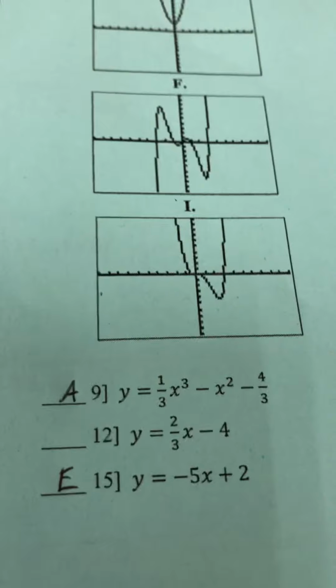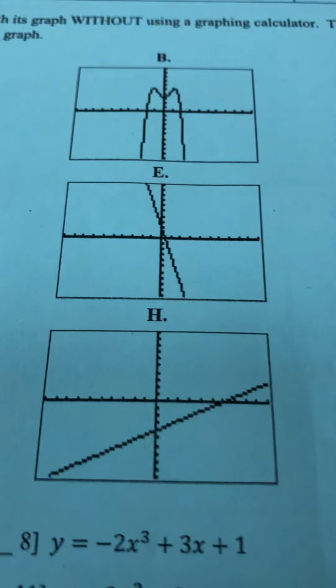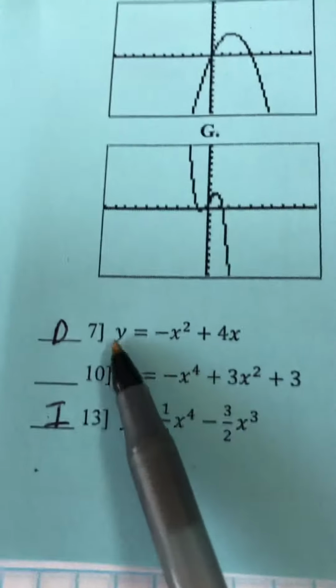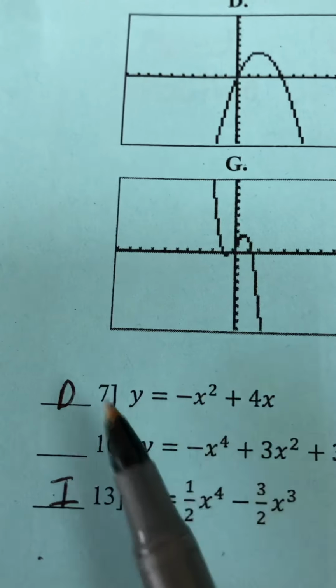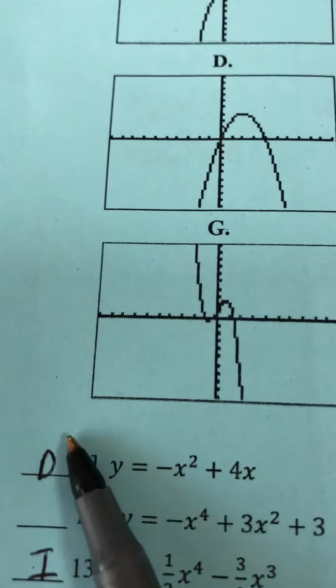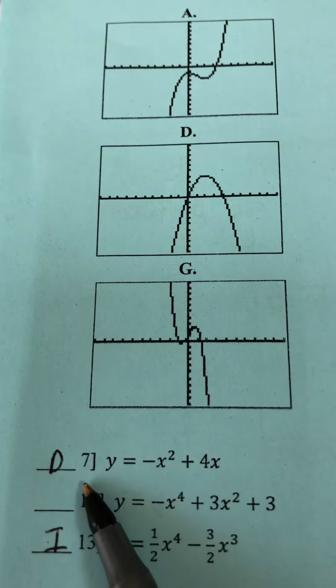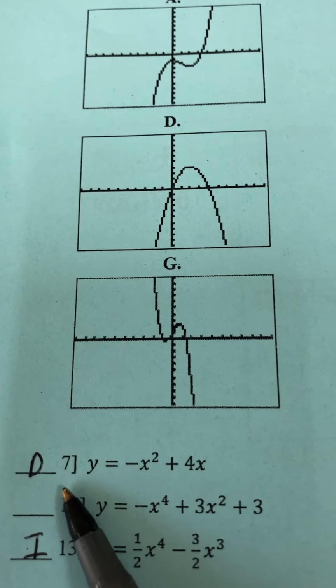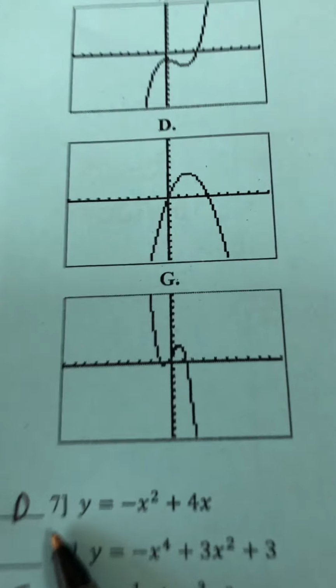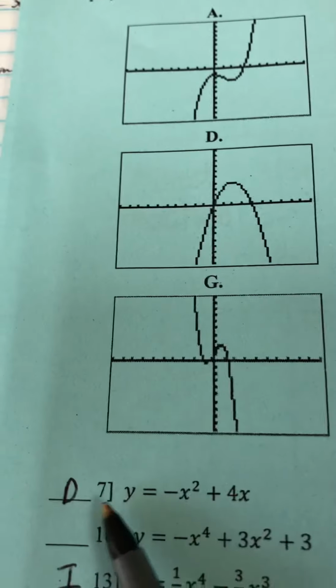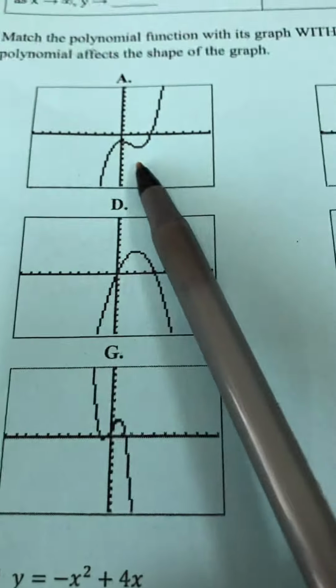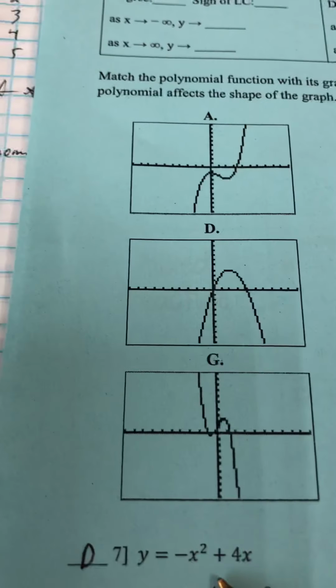Numbers 7 through 15. These are just multiple choice. I'll show them to you on my Desmos. Once again, use that Desmos. If you're using a graphing calculator, that will work too. We just plug this in and you've got to match the figure with the diagram that you're given there, okay?